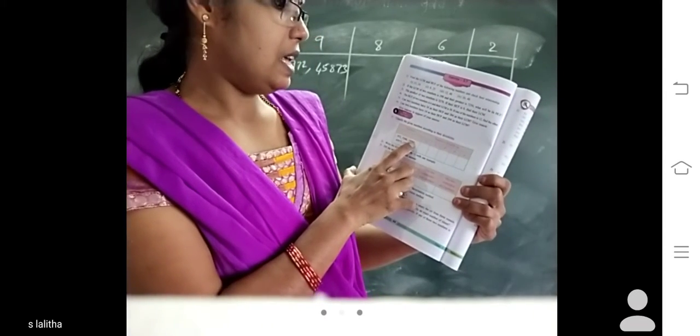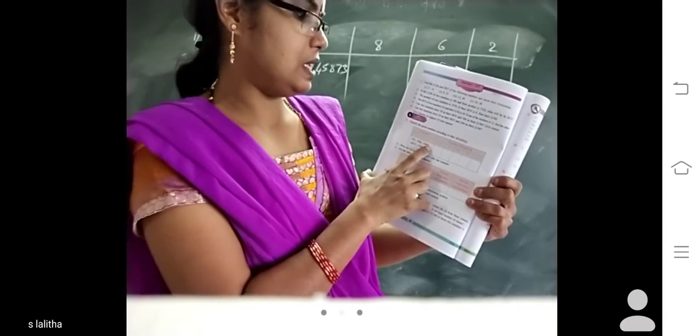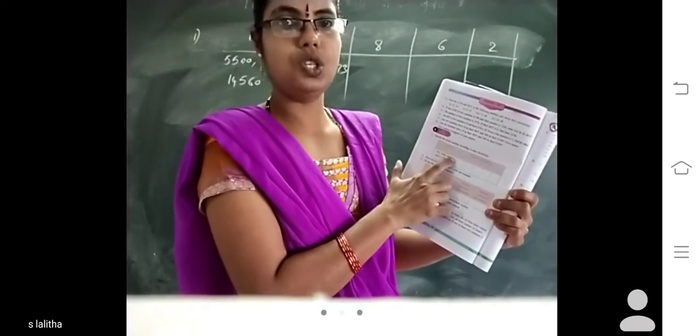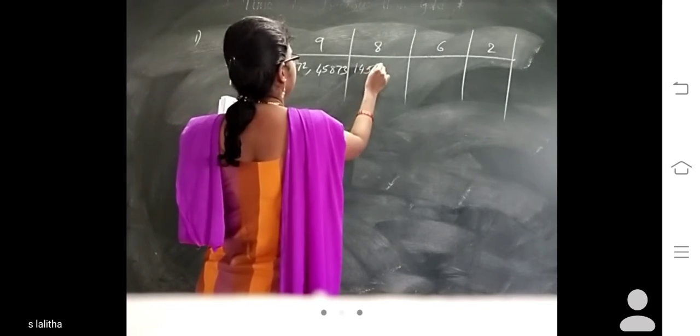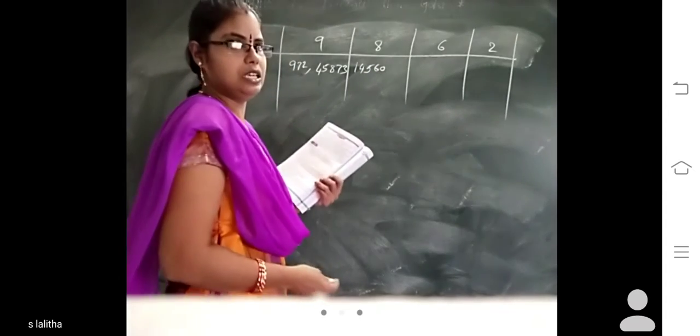Next, take the last 3 digits, 560. 8 sevens are 56. 800. So it is divisible. So 14,560 is divisible by 8.